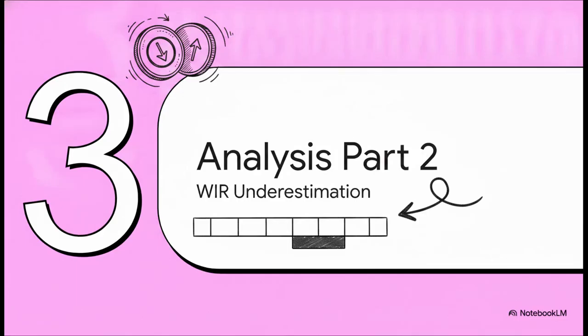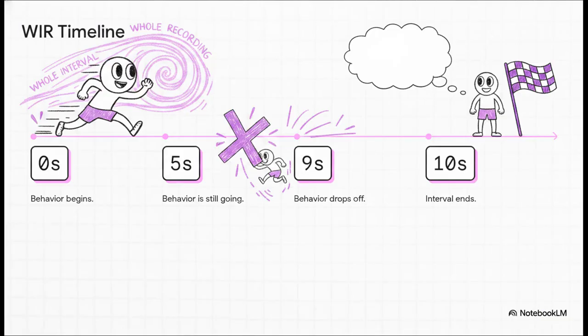Section 3, Analysis Part 2. Let's move to WIR and see how this builds into whole interval underestimation. Okay, let's swap out our timeline block for a whole interval recording presentation, or WIR. I want you to picture a brand new scenario.